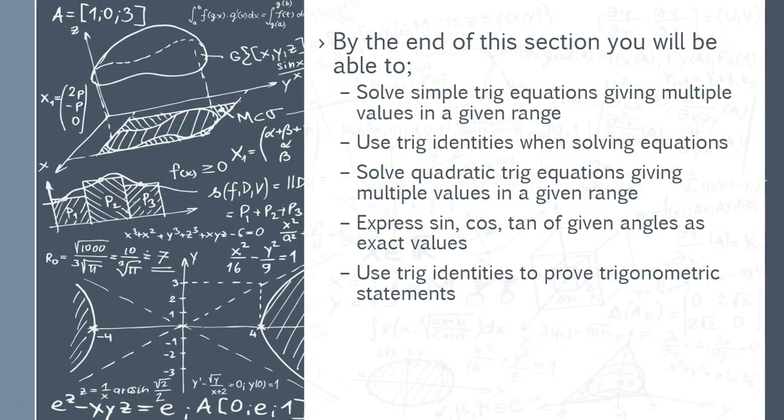So what we're going to do is have a look at trig equations, and use these things called trigonometric identities when solving them. We're going to have a look at trig equations that are quadratic in form, and then again keep looking at sine, cos, tan, and particular values of sine, cos, tan that lead to some exact values using surds, which you should be familiar with, and then finally look at doing some proof with trig identities. So quite a bit to get through.